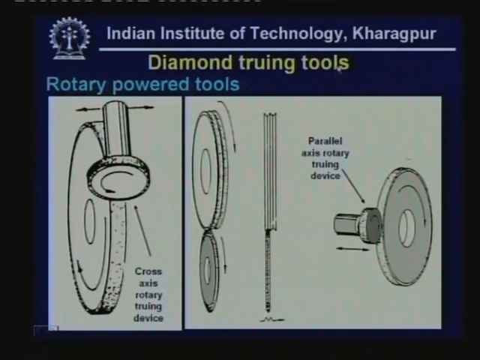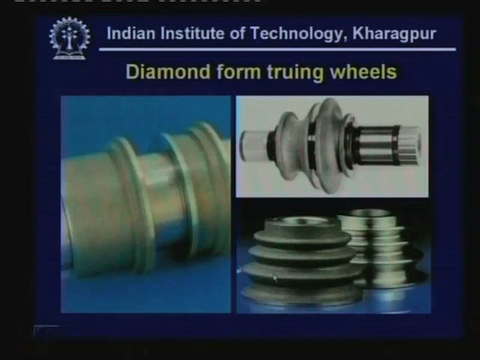So far we have used a translatory tool, but here we have a rotary truing tool, and this rotary truing tool can have cross axis or parallel axis. It is just like a rotary tool doing the necessary truing action. These are the actual truing wheels which can be used in practice to do the necessary truing on the abrasive grinding wheel.